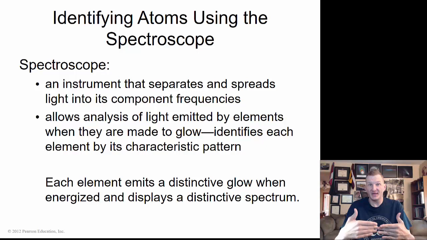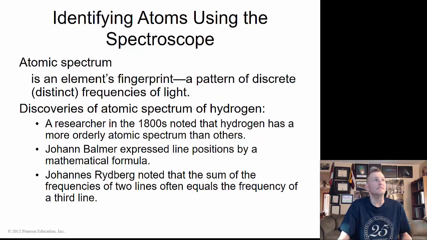Sodium emits a yellow glow. You might see in your neighborhood the street lights, some light blue or white ones, and some yellow ones. The yellow ones are a cheaper, more economic version of sodium gas, whereas the blue and white ones are mercury gas and use up lots of energy. So the atomic spectrum is an element's fingerprint, a pattern of discrete and distinct frequencies of light.